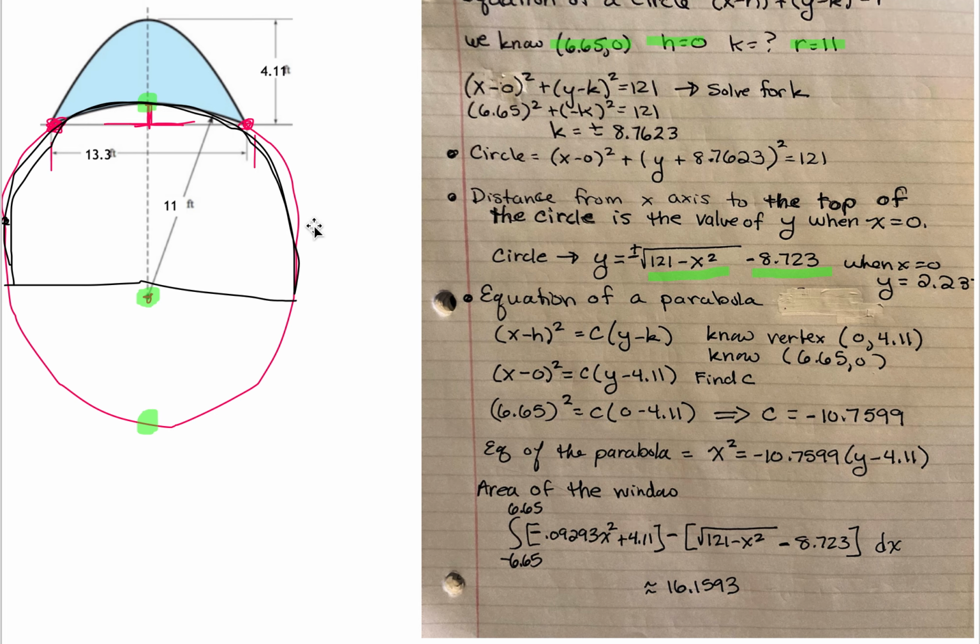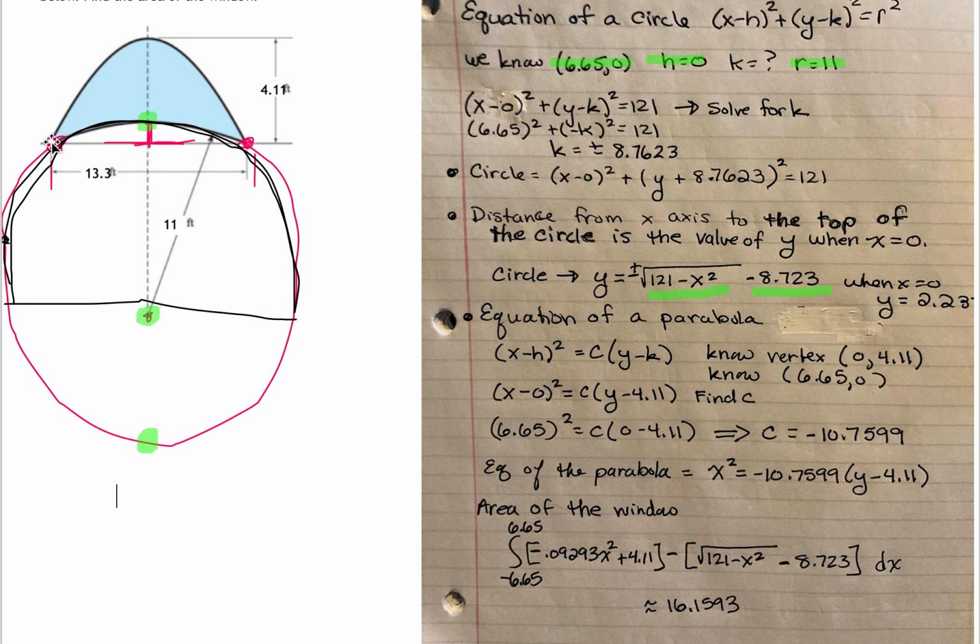Now, because I know that my area goes from negative 6.65 all the way to positive 6.65, that is going to be the limits of my integration. And then I'm going to take my first function, my circle, minus my second function, my parabola, and I'm going to integrate. Now, I'll let you guys do that on your own since this is what you're practicing, but at least hopefully this will help you figure out how to set all this up.